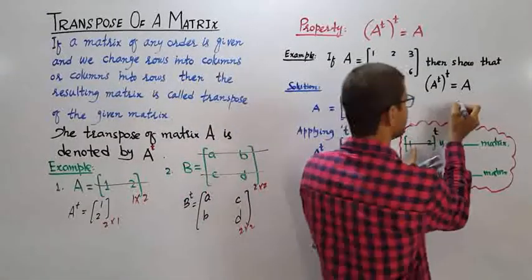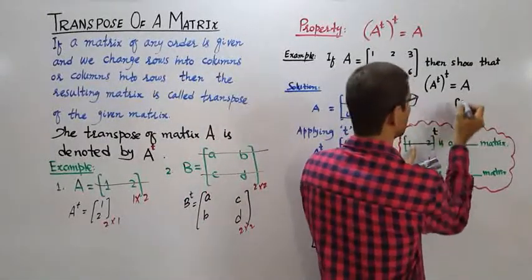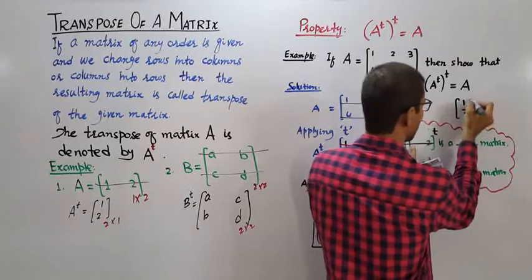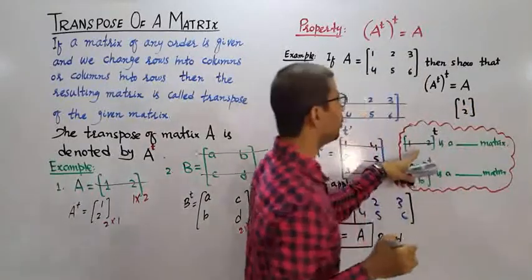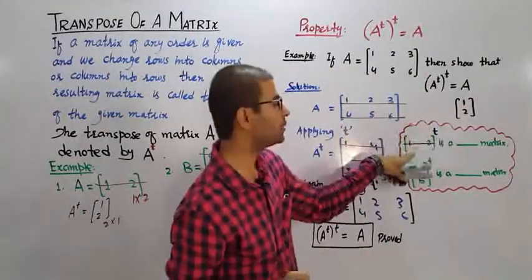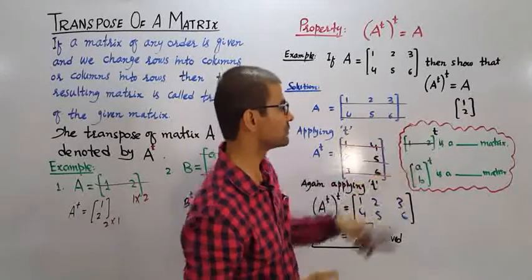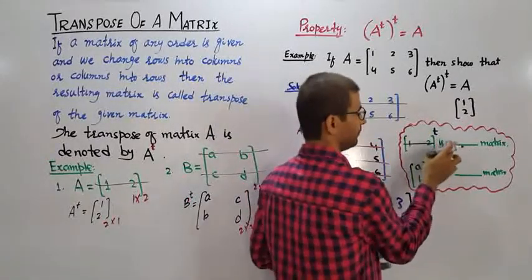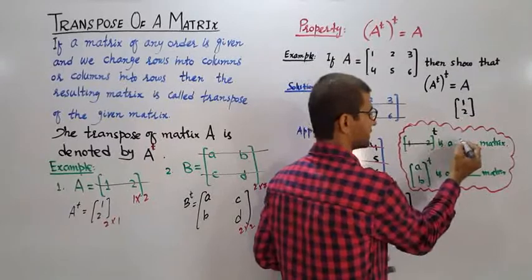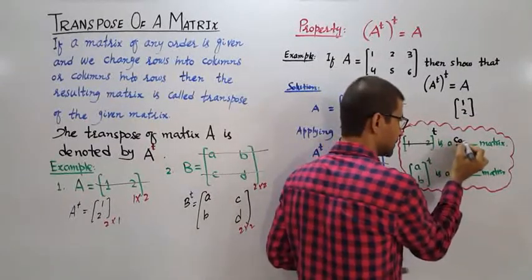You will get this 1 2 row, so it will become a column. So 1 2 raised to the transpose will become a column matrix. So the answer is column matrix.